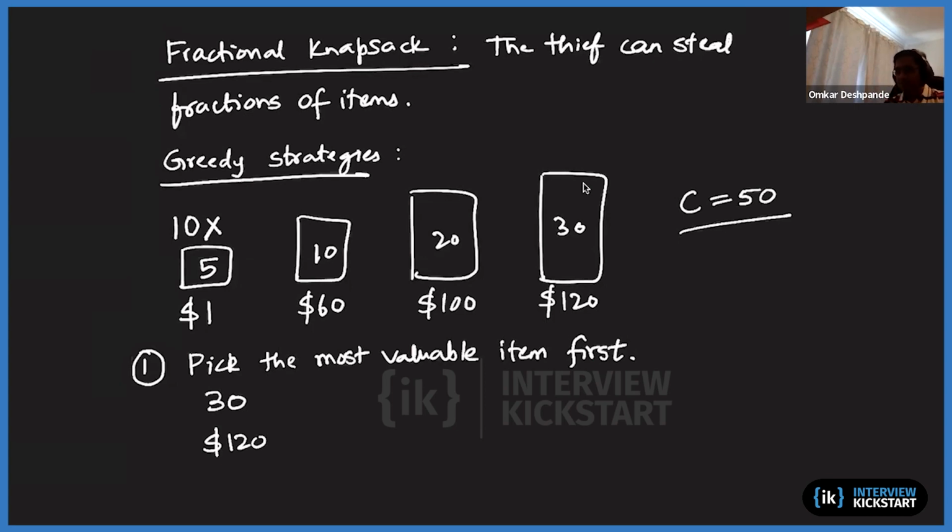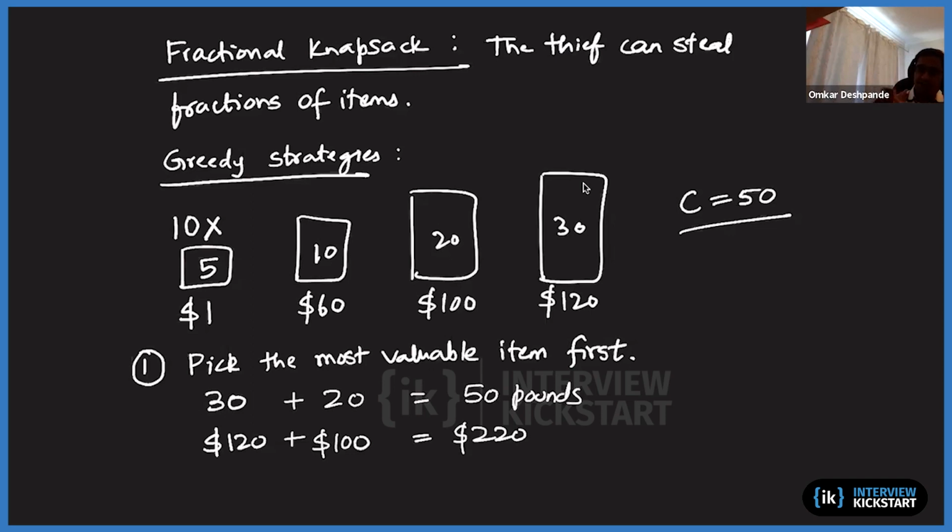So that's the upper limit. 30 pounds have already been put. We have 20 pounds remaining, but we focus on the item with the most value among the remaining items. Since this item has already gone in, the most valuable among the remaining would be this one. It has a weight of 20 and a value of $100. So the weight now is exactly 50 pounds. The value is $220. Okay, so that's what this greedy algorithm leads to.